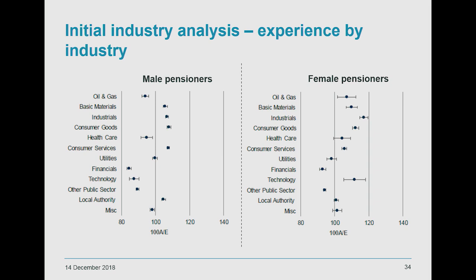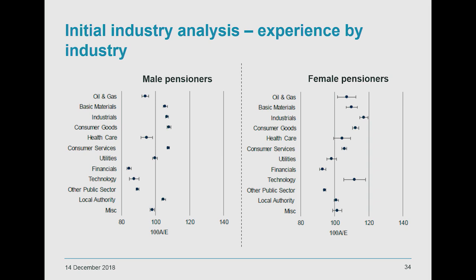This is actual versus expected mortality for different industry sectors compared to the overall table. As you might expect, financial services schemes have much lighter mortality than a number of other schemes, where industrials, basic materials and consumer goods are significantly higher. We do see that public sector schemes have lighter mortality.